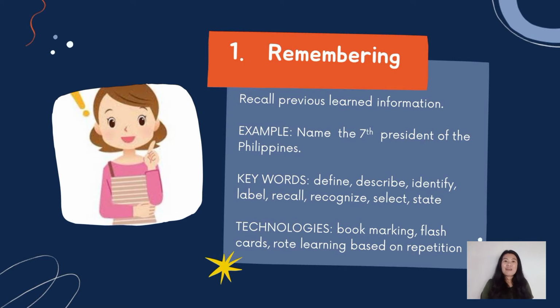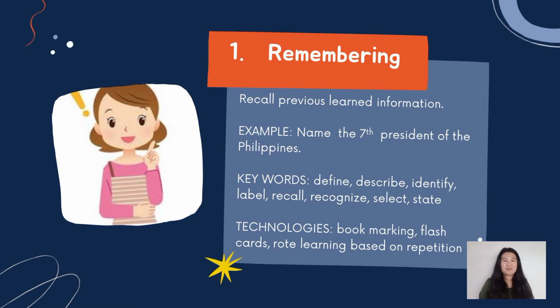So students only have to answer based on who they remembered to be the seventh president of the Republic. The keywords are define, describe, identify, label, recall, recognize, select, and state. The technologies that can be used are bookmarking, flashcards, rote learning based on repetition, or the ones where we keep on letting students memorize words that they are not familiar with in order for them to remember it easier in the future.